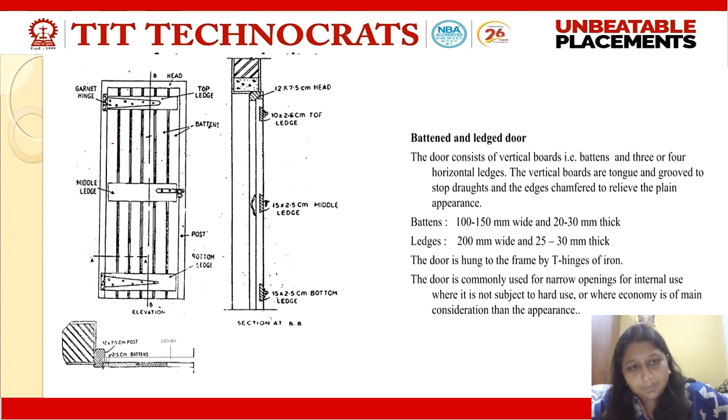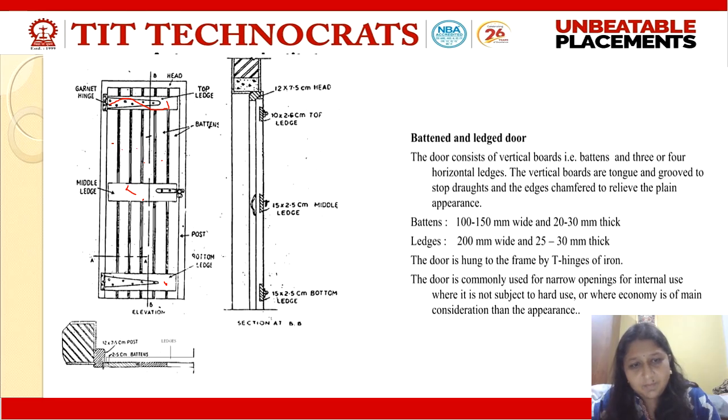And to support them at the back, we are providing three long horizontal members, this one, this one. These are called ledgers. So a door made up of a combination of battens and ledgers is called a batten and ledger door. Battens are the vertical strips, ledgers are the horizontal strips which are provided to support the battens. These battens are connected to the ledgers with the help of hinges. Here, see, these are the hinges.